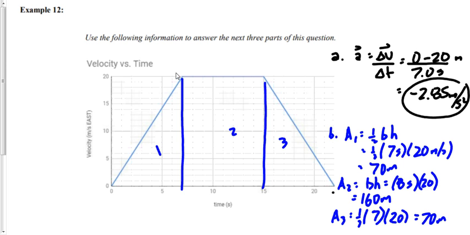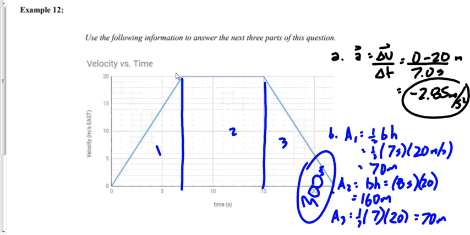So what's my answer for question B? What's the displacement from start to finish? 70 plus 160 plus 70, right? It's 300 meters. So my answer for the total displacement is 300 meters.